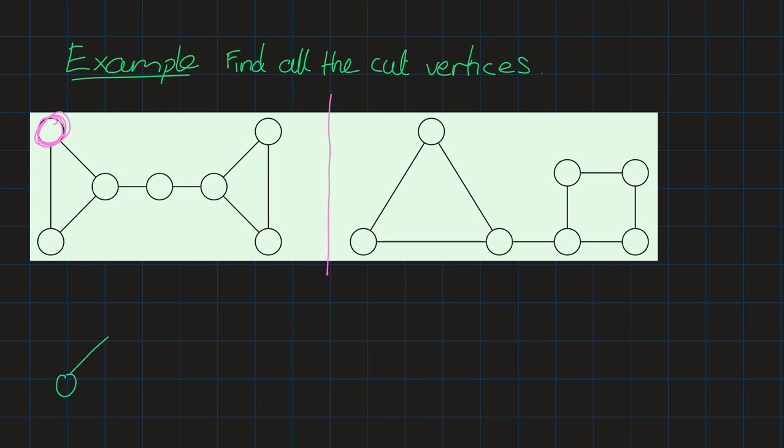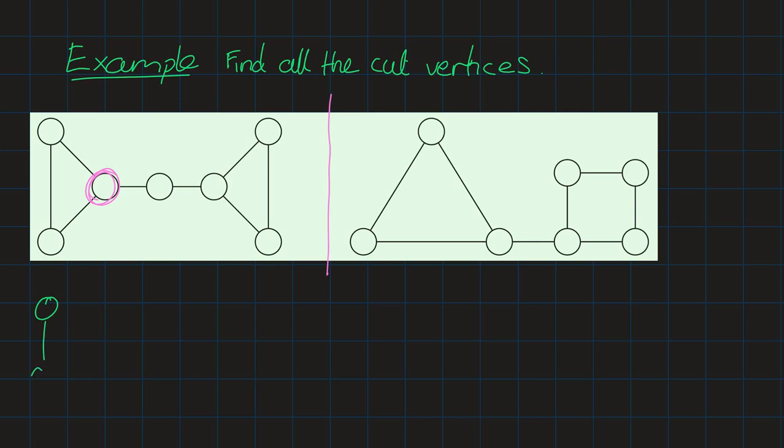Well, the new graph would look something like this, and this is still one connected component. So by deleting the pink vertex, you did not increase the number of connected components. That means that the pink vertex is not a cut vertex. And similarly, this one here is not a cut vertex. But what happens when we delete this one?